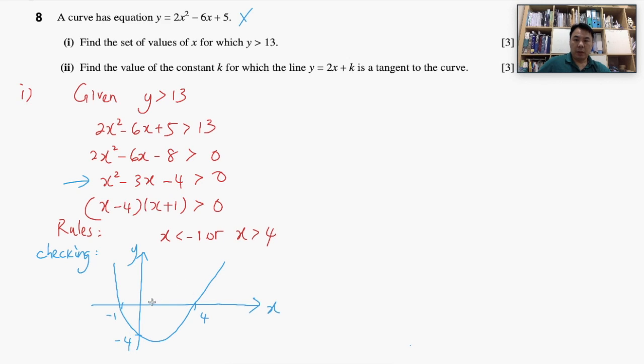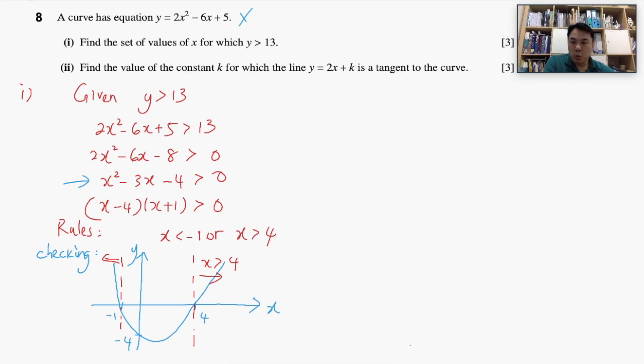Okay, so we are asking which part of the graph is actually above the x-axis. It's quite obvious. It's this section, anything less than negative 1, and then of course you have another section whereby x is greater than 4. So that confirms our solutions.